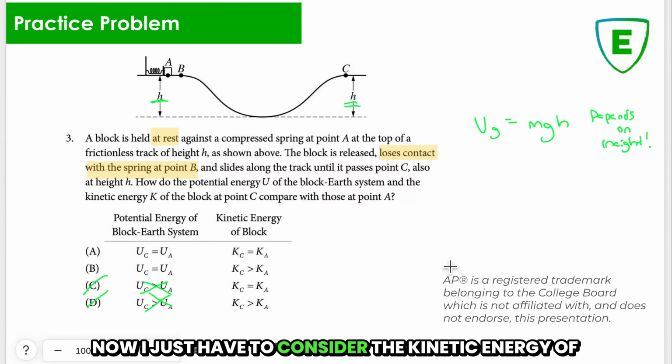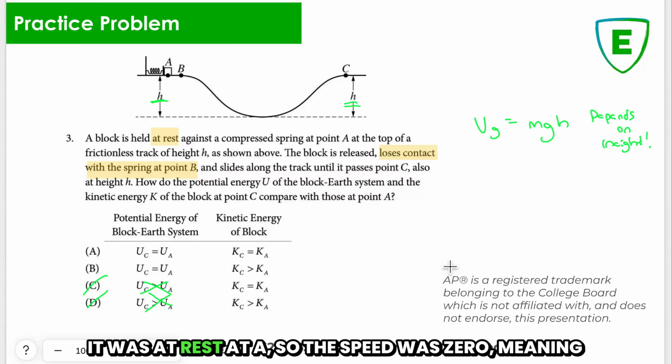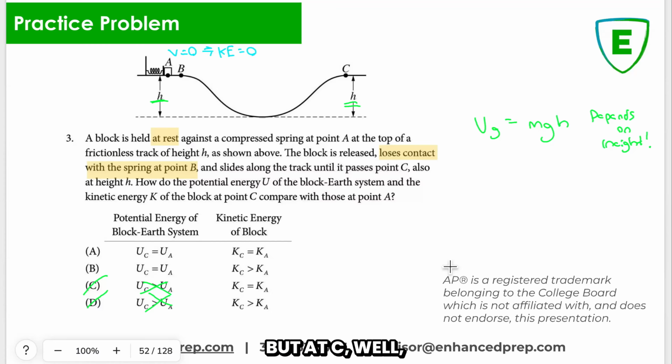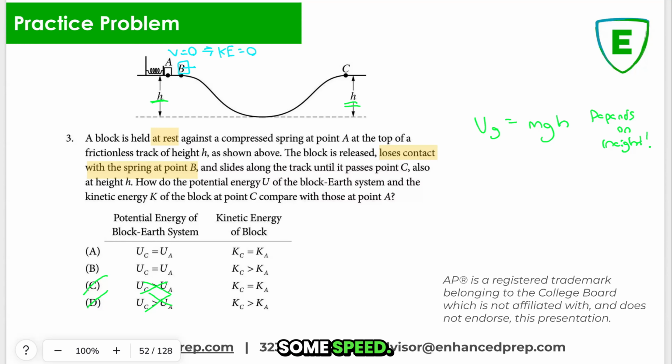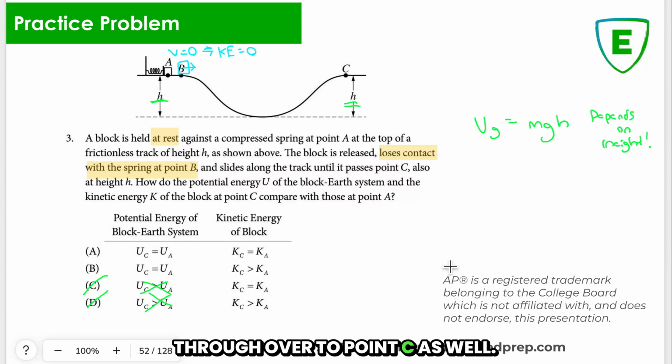Now I just have to consider the kinetic energy of the block. One thing to note is that they gave us a spoiler here. It was at rest at A. So the speed was 0, meaning the kinetic energy was equal to 0. But at C, well, over on the left, when it was at B, it will have some speed. So there is some kinetic energy that will then carry through over to point C as well. So they can't be equal to each other.